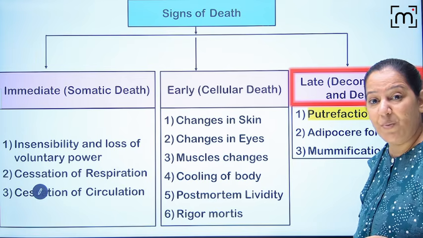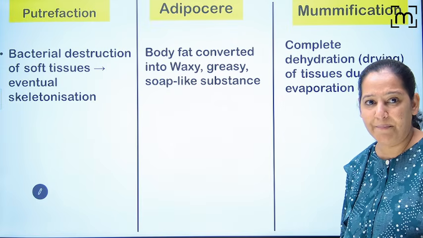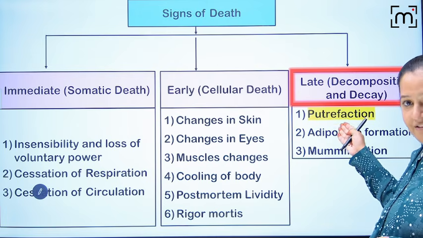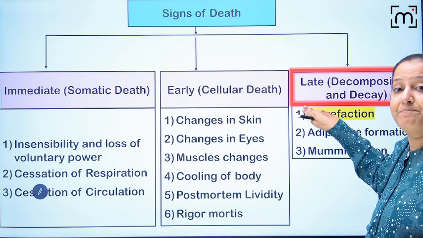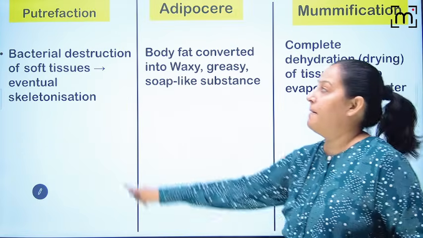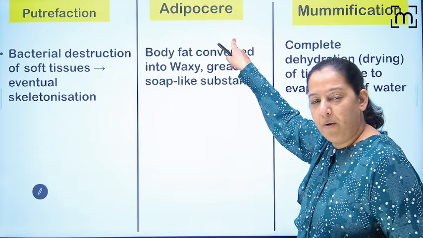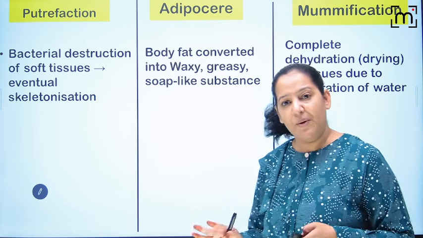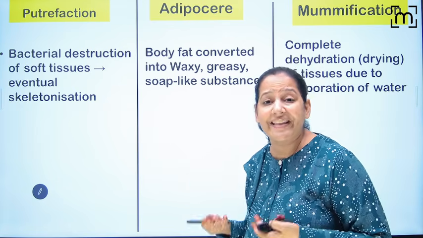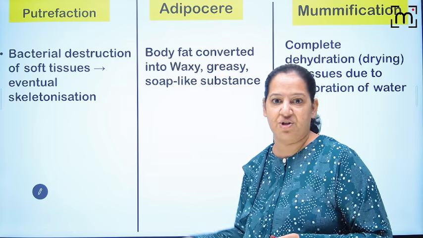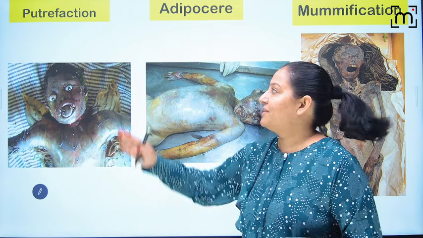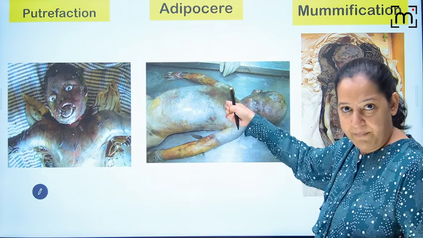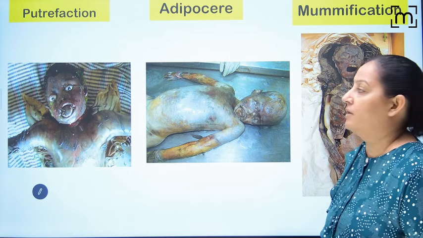So let's start with the first one, putrefaction. Before I start, let me give you an overview of all 3. I am teaching you the late changes PAM: putrefaction, adipocere formation, and mummification. First understand basically what they are. Read their definitions, or you can see their images, and you will realize what they are. One by one we will see.